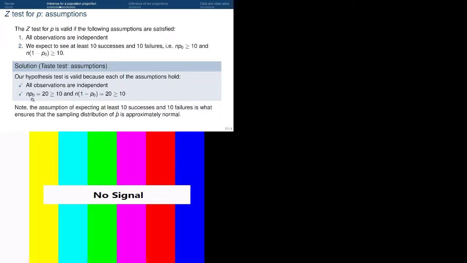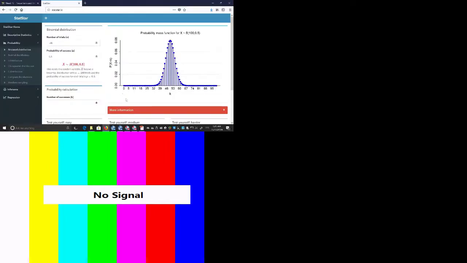Oh, sorry, it's n times p naught, the hypothesised value. So in both cases, 20 is greater than 10. And the reason why we have this assumption is that the binomial distribution very closely follows a normal when n times p is greater than 10. So let's set p here to 0.1. That means that 100 times p being 0.1 equals 10.